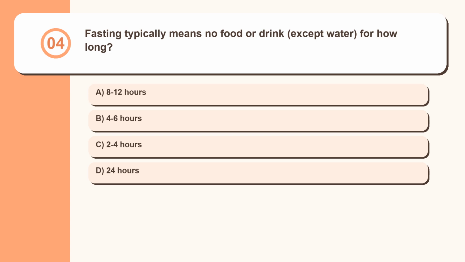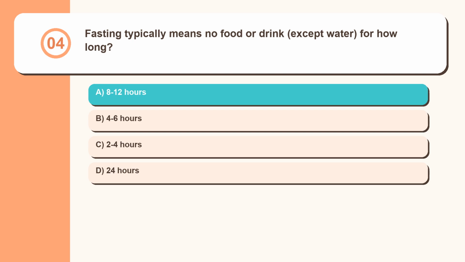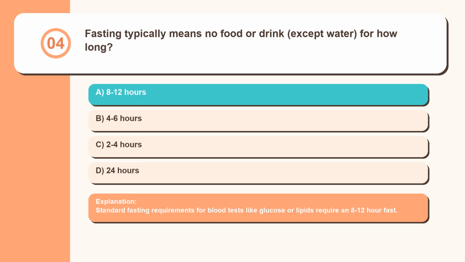Question 4. Fasting typically means no food or drink, except water, for how long? 8 to 12 hours, 4 to 6 hours, 2 to 4 hours, 24 hours. Standard fasting requirements for blood tests like glucose or lipids require an 8 to 12-hour fast.